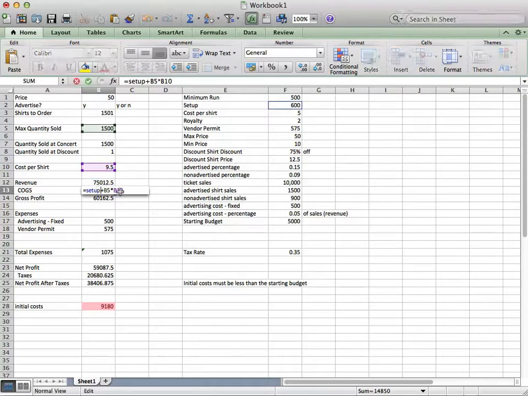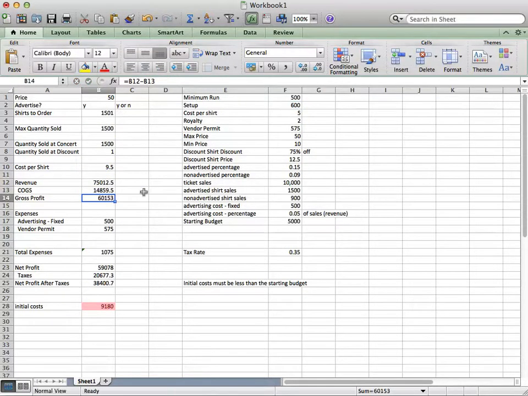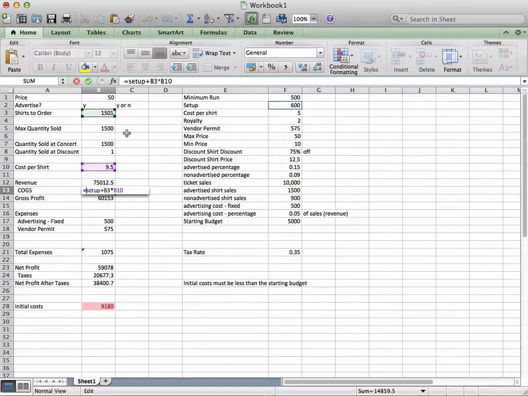My cost of goods sold is equal to my cost per shirt plus, oh, this is a mistake. It shouldn't be B5. It should be B3. So my cost of goods sold is the cost of the setup plus the number of shirts I ordered times the cost per shirt. And so finally, my gross profit is the difference between revenue and cost of goods sold.